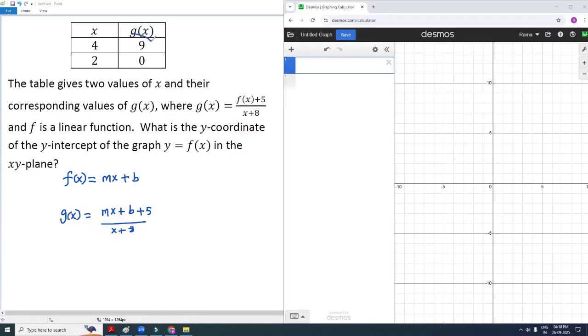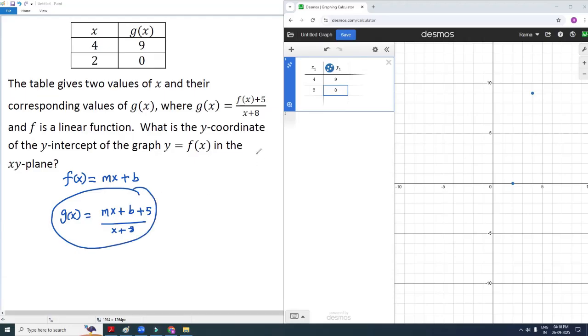Okay, let's give these 2 points as input over here in Desmos. Let's click on the plus sign, table. So the first point is 4, 9 and the second point is 2, 0. Okay, here I have given these 2 points of the function g of x as input. Now we have to give this function g of x as input over here.